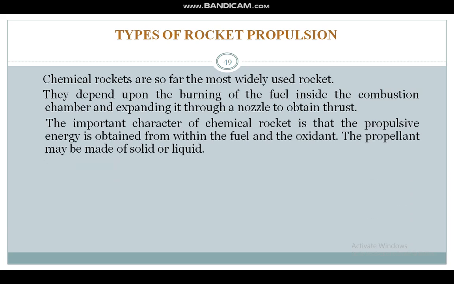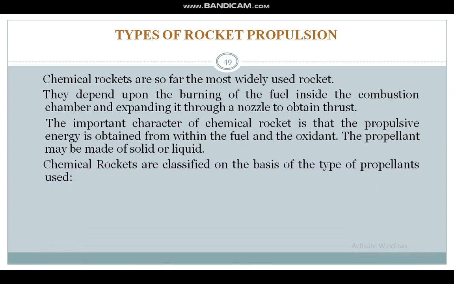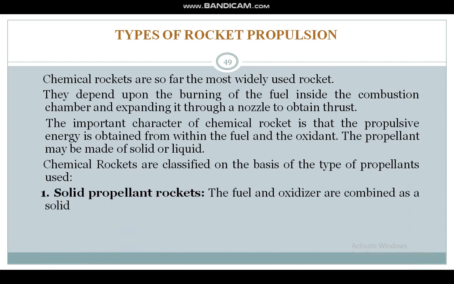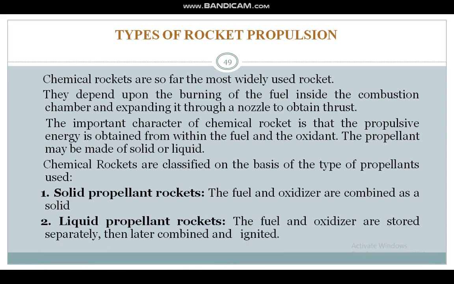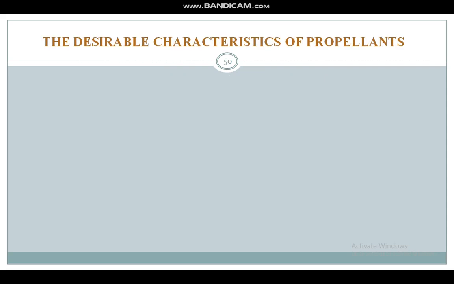The important characteristic of chemical rockets is that the propulsive energy is obtained from the fuel and a carried oxidant. The propellant may be solid or liquid. Based on that, chemical rockets are classified into solid propellant rockets, where fuel and oxidizer are combined as a solid, and liquid propellant rockets, where the fuel and oxidizer are stored separately, then later combined and ignited.